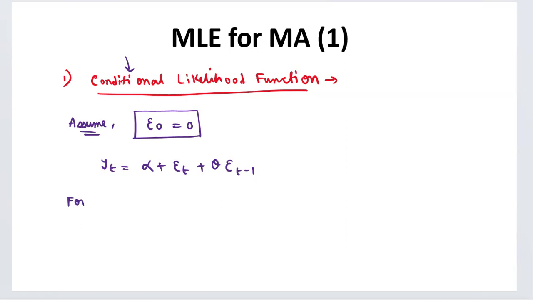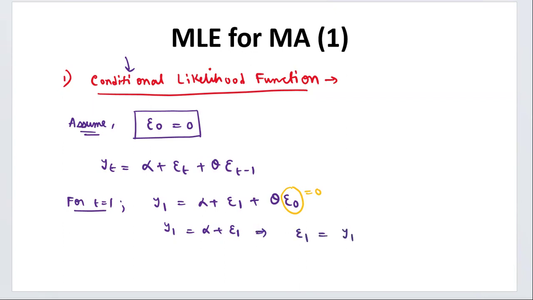Now for t equals 1. If you put t equals 1, what you will get is y1 is alpha plus epsilon 1 plus theta epsilon naught, since t minus 1 will be epsilon naught. Now, as I have told you, we have assumed this to be 0. So we can write that y1 will be alpha plus epsilon 1, as this portion will be 0. And hence, epsilon 1 can be written as y1 minus alpha.